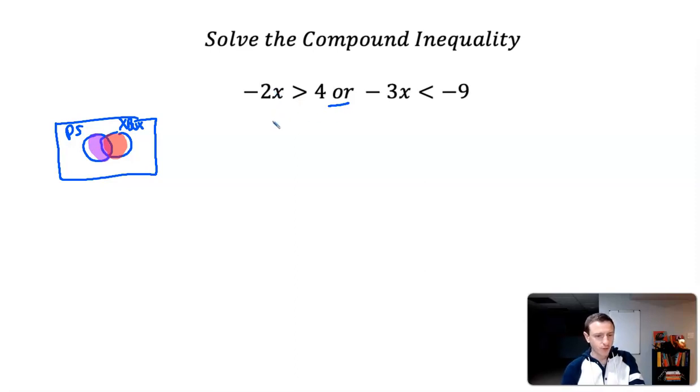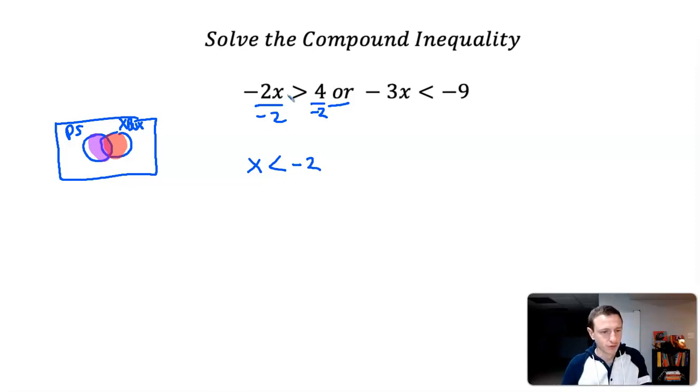So we're going to solve both of them, and solving is just like solving an equation. I'm going to divide by negative 2 here on this first one. When I divide by a negative, you want to flip the inequality. So this was greater than, so it's going to become less than. So we want x is less than 4 divided by negative 2, which is negative 2.